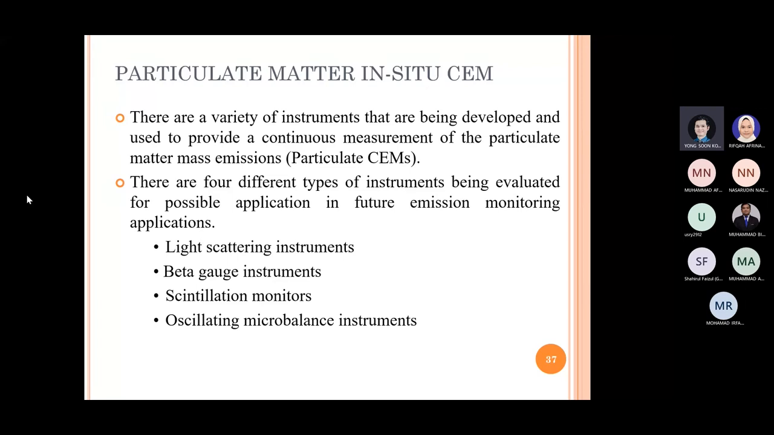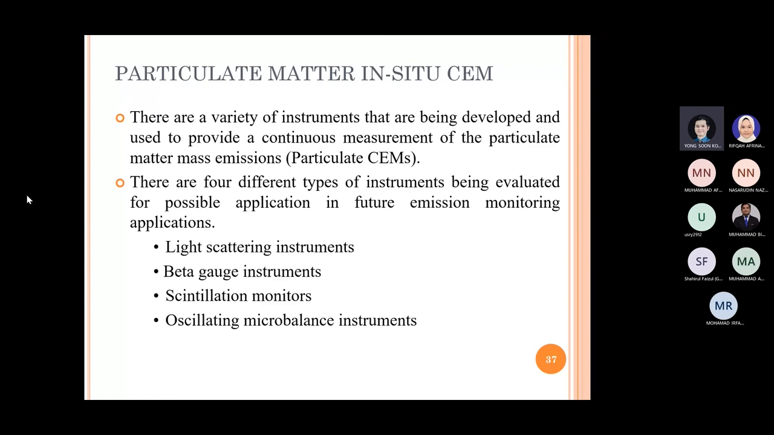Because in terms of opacity, light is shone and you pick up the light intensity, that's it. So what can you say about this one is that it doesn't give you an absolute measurement of how much particulate is inside the emission air. But here you can. Now there are different approaches.